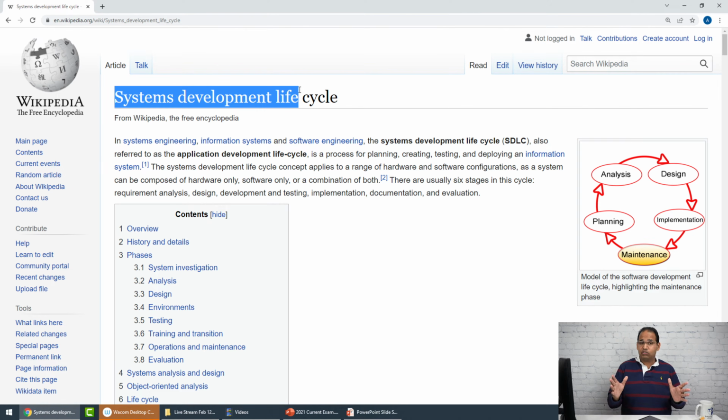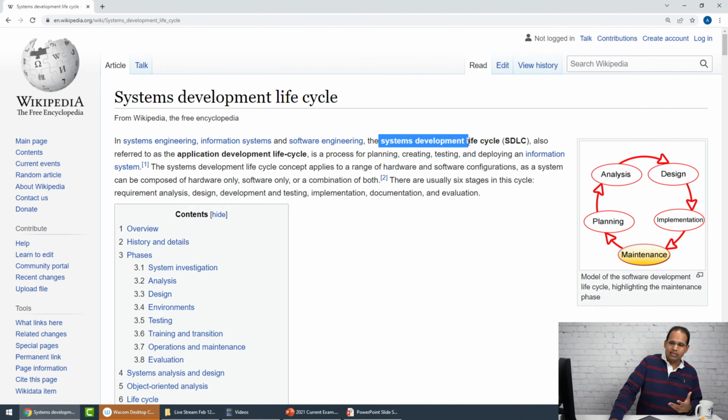Oddly enough, the official study guide, the CISSP book with Mike Chappell, calls it the system development lifecycle. The Sean Harris book and the exam objective call it the software development lifecycle. In the end, it really doesn't matter, software or systems. They're basically going to have the same thing, right? The phases are going to be the same.